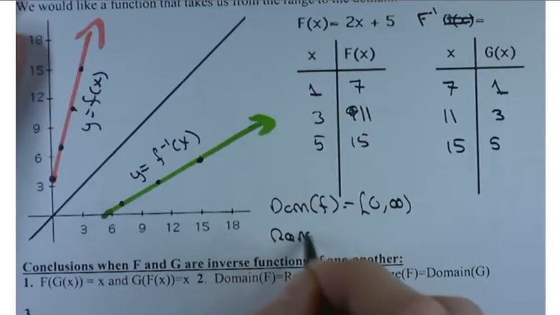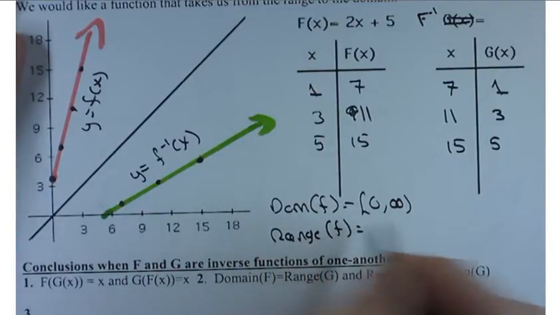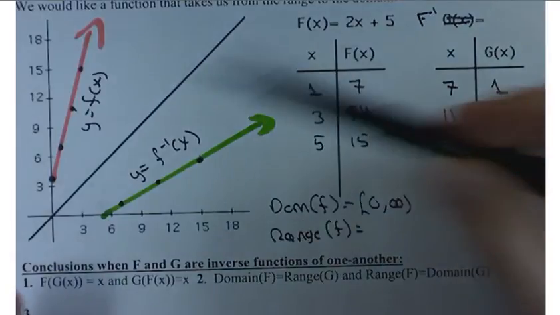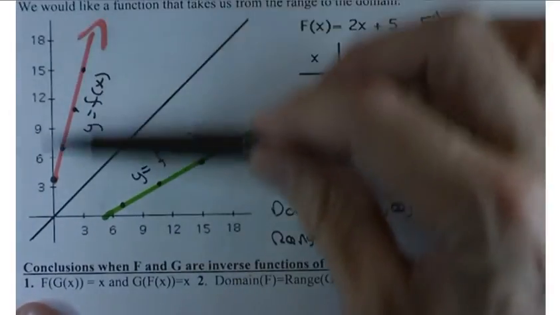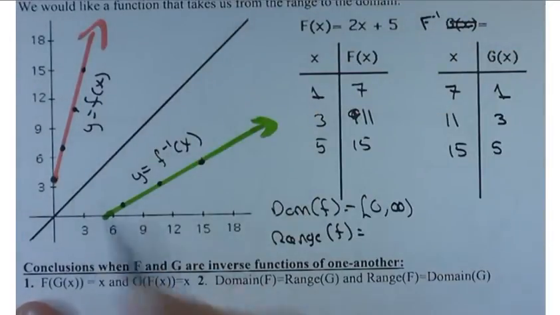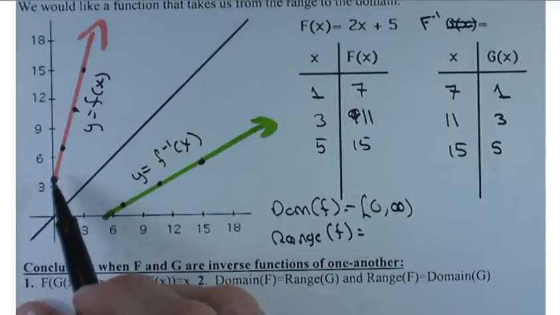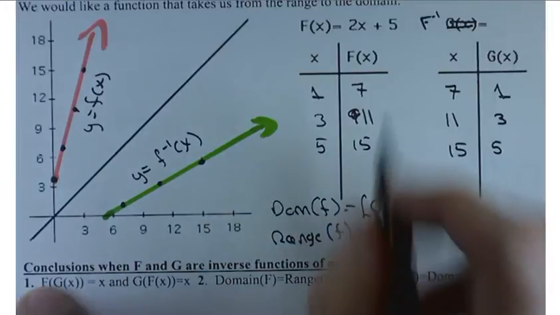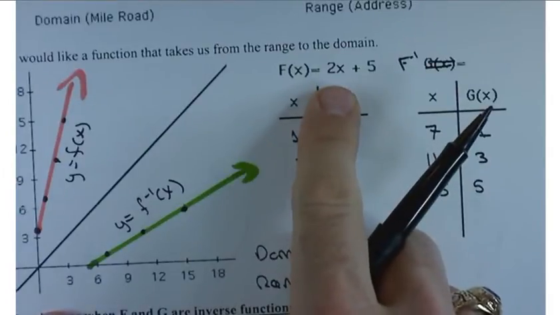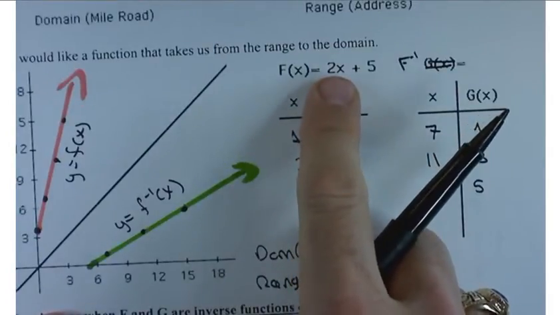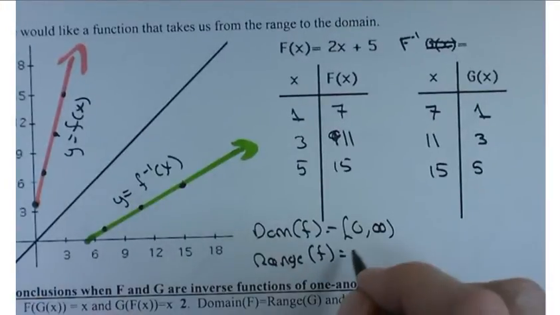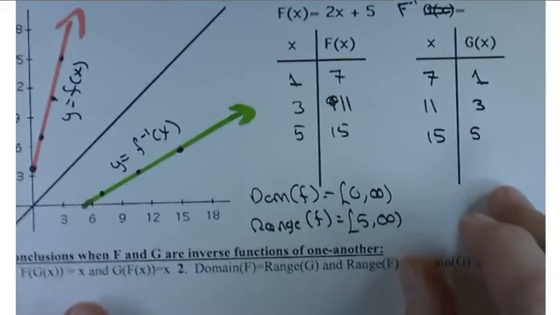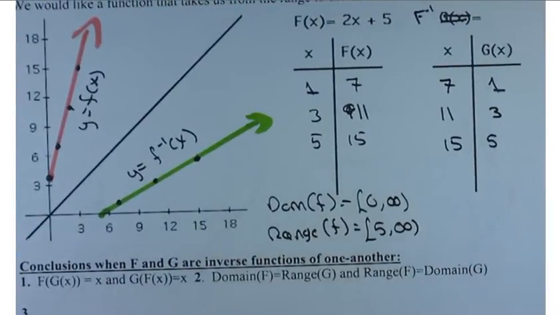The range of f will be the y values. So if I put in x equals 0, what y value should I have here, even though it doesn't look like it's plotted very well? Well, let's find it from here. 5. If you put in a 0 for x, you're going to get a 5 for y. So 5 to infinity. So that's the domain and range of our function.